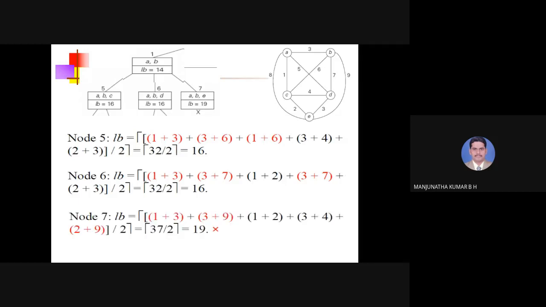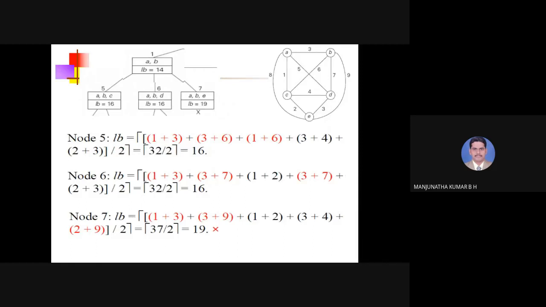And the same explanation is applicable for node 7 also. Please do this calculation once again and you will get 19 as the answer. Now this level is completed. I got 3 child nodes in the state space tree, 5, 6, 7. Fifth node lower bound value is 16, sixth node is 16, and seventh node is 19. Now the best node is again 5.